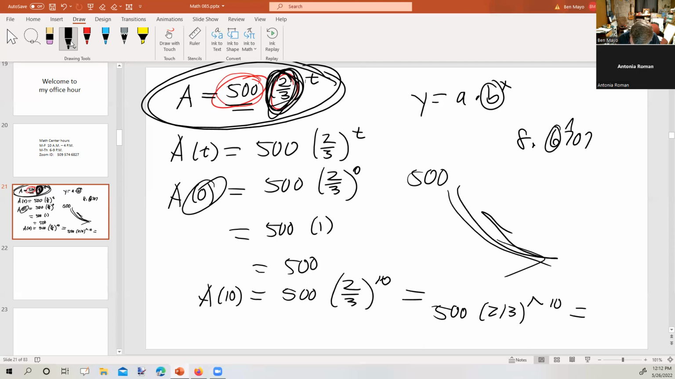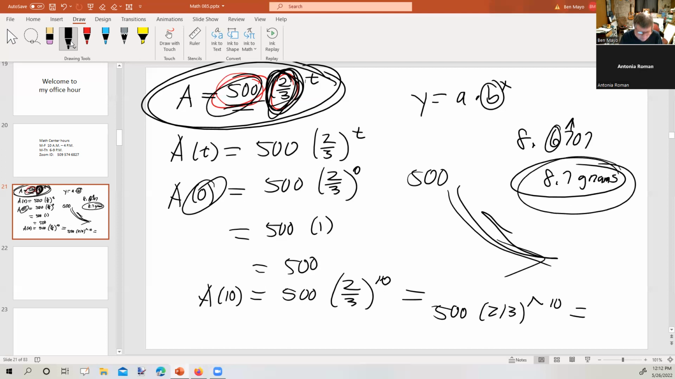So that would be the 10th, that would round up, so 8.7 grams. So we're starting with 500 of something, and 10 years later, it's down to 8.7 grams. This is what they call carbon dating. They look at the amount of some radioactive material in a dead plant, and they use that to predict how old they think the plant is.